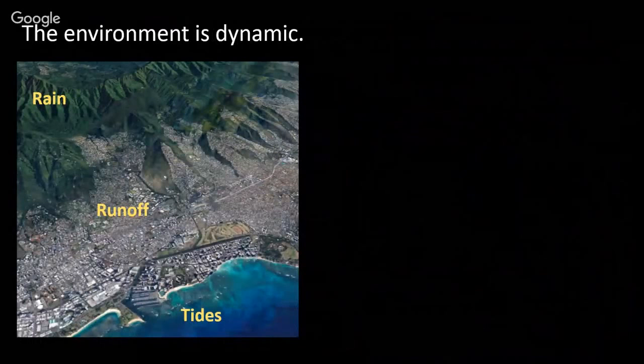So a big aspect of this is not only the spatial change, but also the temporal change. So how is this going to be affected by rainstorms and tides changing, sea level changing? And we have a really dynamic environment, which is why estuaries are really interesting to study.